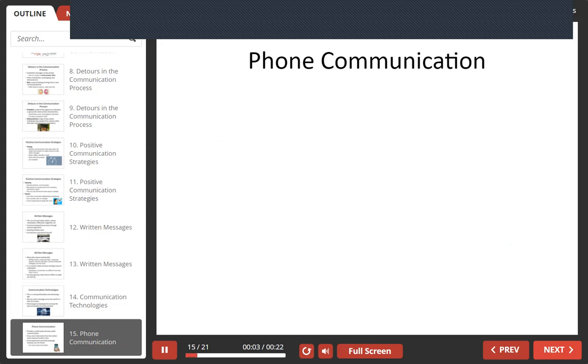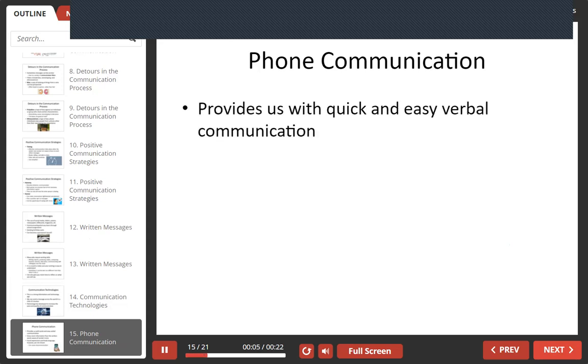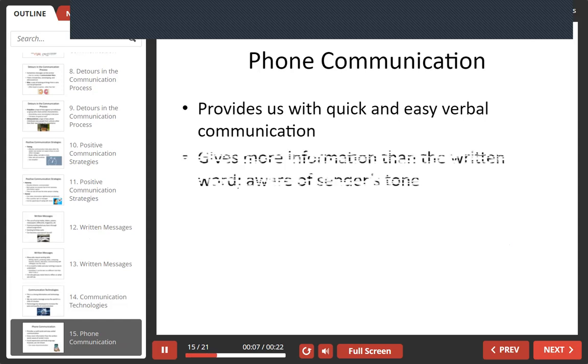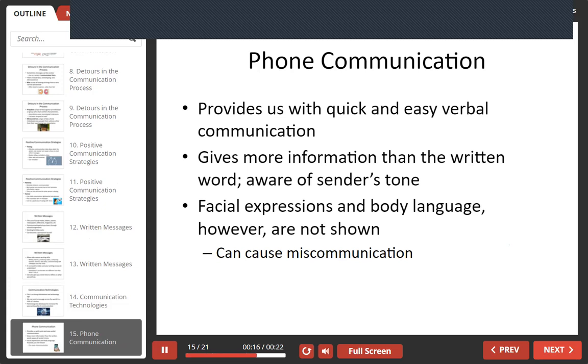Phone communication provides us with a quick and easy type of verbal communication. It gives more information than the written word, and you are aware of the sender's tone. However, facial expressions and body language are not shown, which can then cause miscommunication.